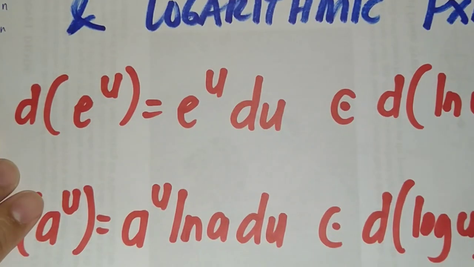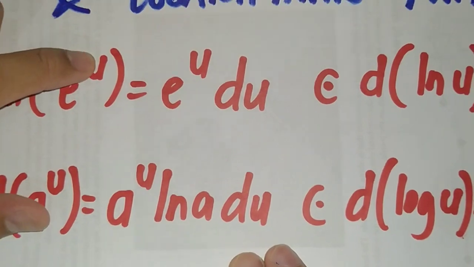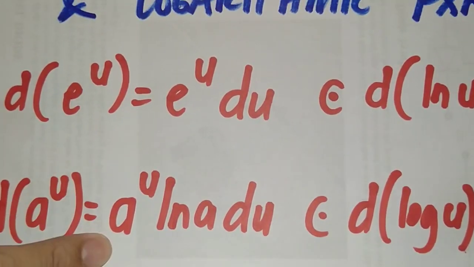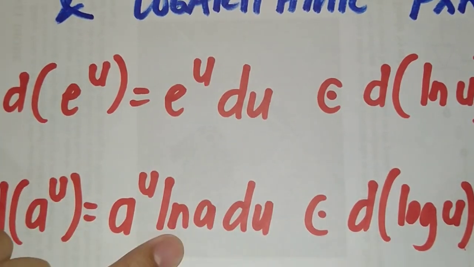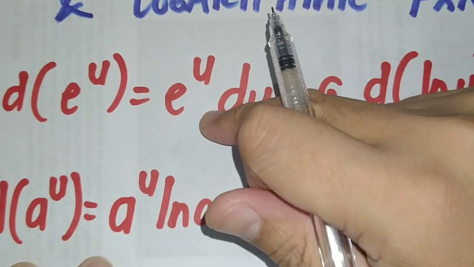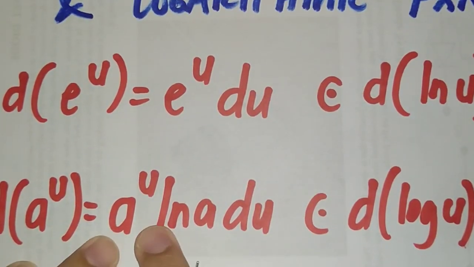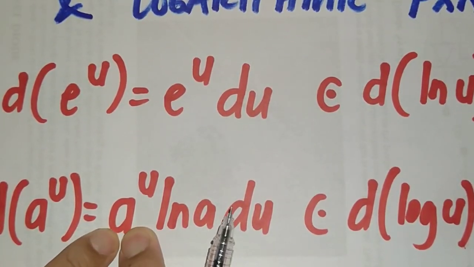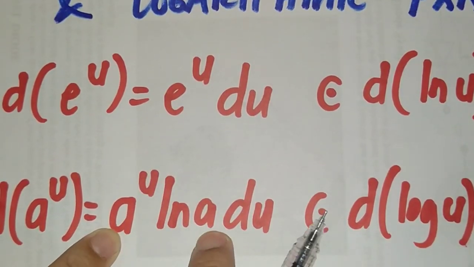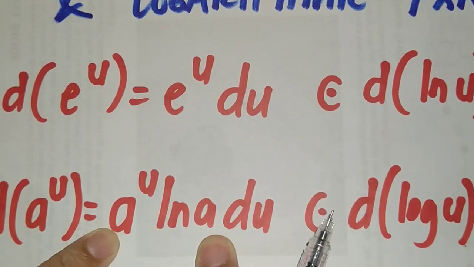So if that will be the case, pag e to the u, so that's e to the u du, or kapag naman a to the u, that's a to the u ln a du, where a is any constant. So actually, itong e to the u lang ay galing lang din dito since a is any constant. So pwede natin gamitin yung e, since e is a constant, so e to the u ln of e, which is equal to 1 du.